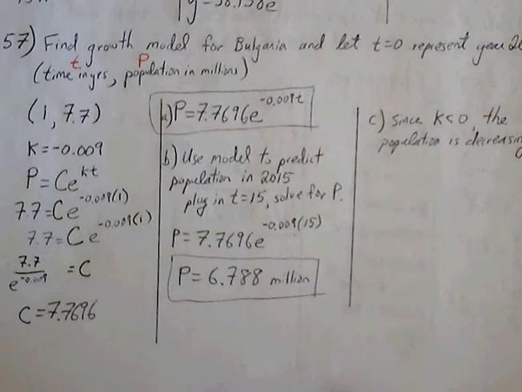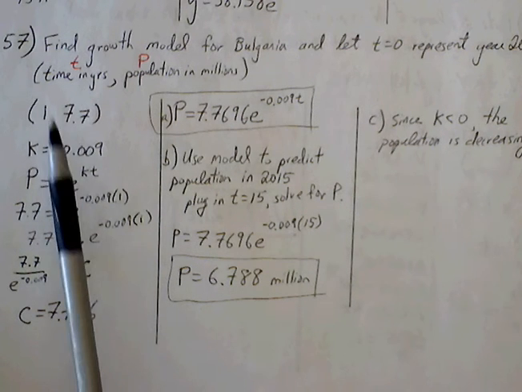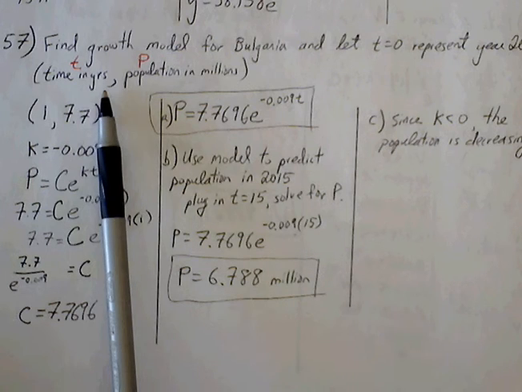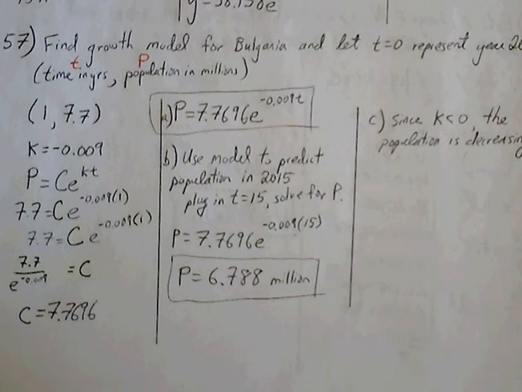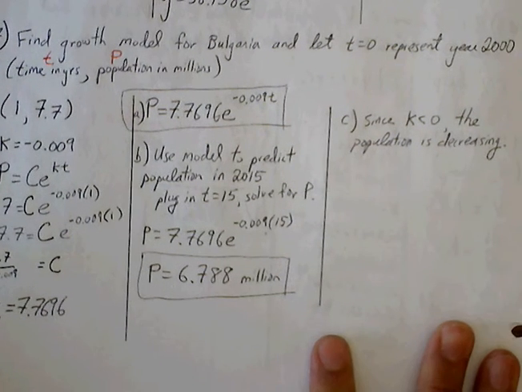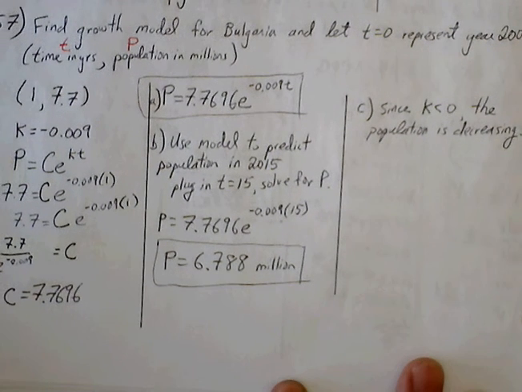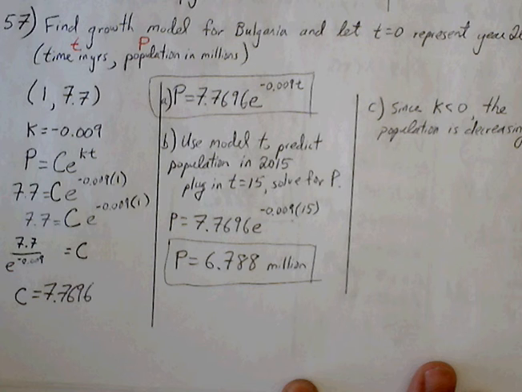All right, let's continue with 6.2 homework. So this is number 57. Find the growth model for Bulgaria and let t equal 0 represent the year 2000. And so we can go ahead and plug in the information here.